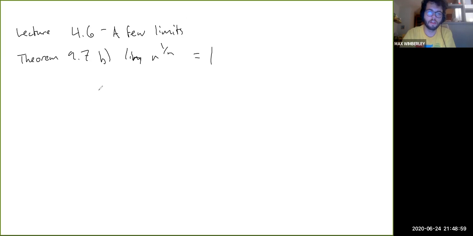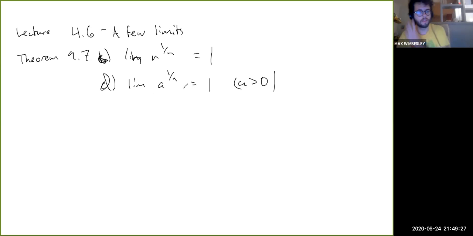And that was C. And then D was the limit of a to the 1 over n for a constant a equals 1. And that's even more obvious. This is actually an easier one in a sense, but what they do is they do the hard one first and then they use that to easily prove the other one. Where a is a constant here, so a is greater than 0, right? That one's pretty obvious.